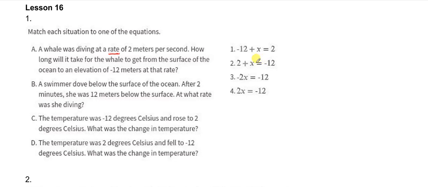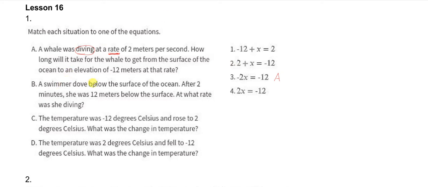And we want to get to an elevation of negative 12, so it makes sense that both of these equal negative 12, right? The key here is that the whale is diving. And since it's diving at 2 meters per second, that means that it's losing elevation, which means that its constant, or its coefficient, is negative. So I'm going to match this one right here with A, just based solely on those two things. Rate means multiply. Diving means it's going downward, so a negative 2 times however long it takes to get to negative 12. That's how I'm matching those up.